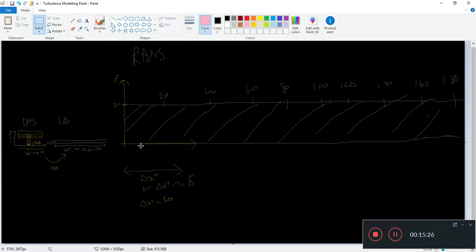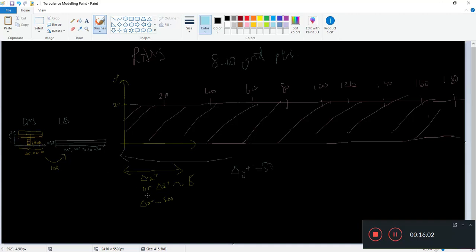And then you have 8 to 10 grid points in the log law region. That means if you consider the boundary layer thickness to be about 500, 8 to 10 grid points means delta y plus equals 50, which is about 10 to about 100 times bigger than this.